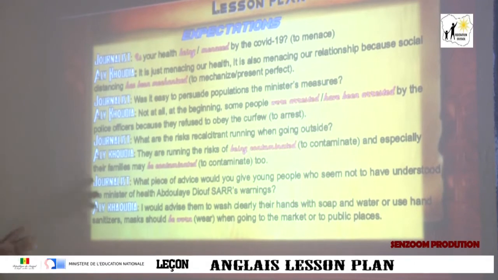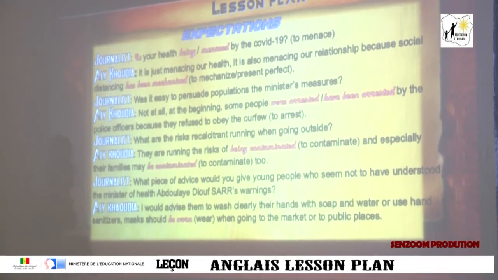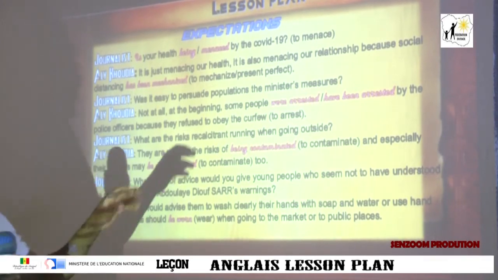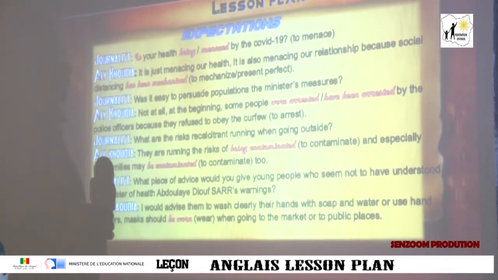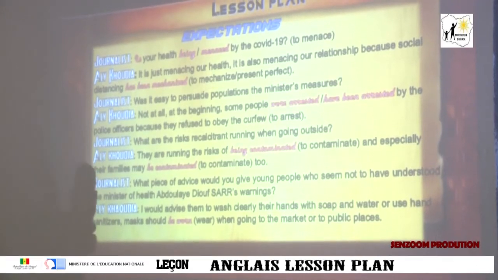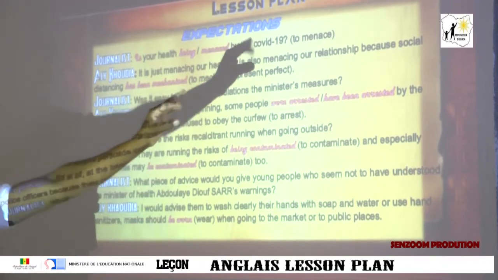Whenever you want to put a verb in the passive voice using present perfect, you have been or has been plus past participle. Has been or have been plus participle. Not at all. At the beginning, some people were arrested or have been arrested by the police officers because they refused to obey the curfew. Passive voice in the simple past. You have was or were plus the past participle. Or passive voice in the present perfect also. We have been or has been plus past participle.